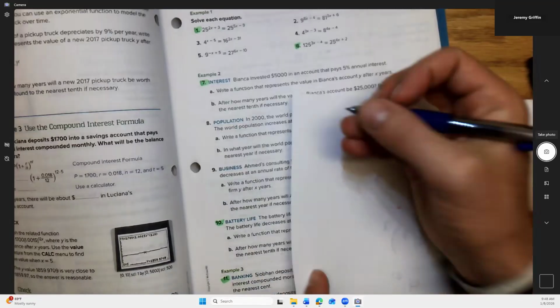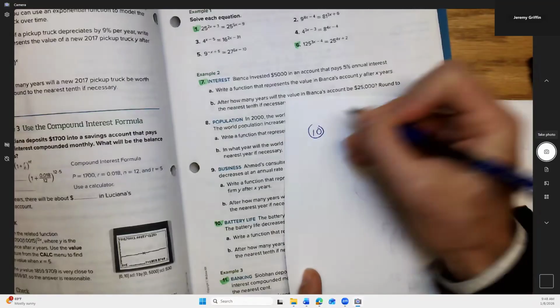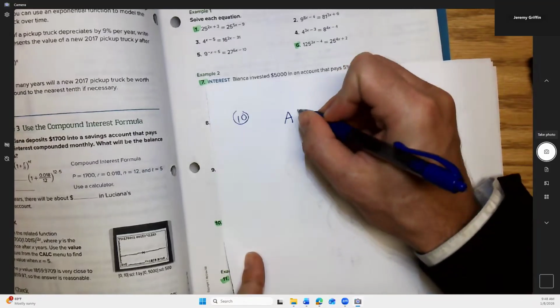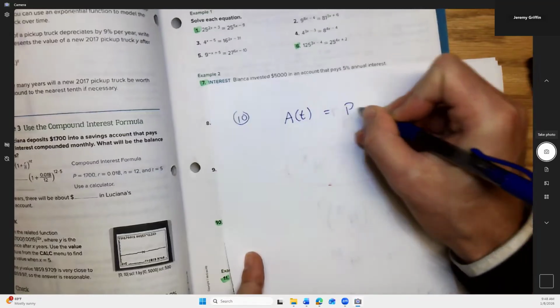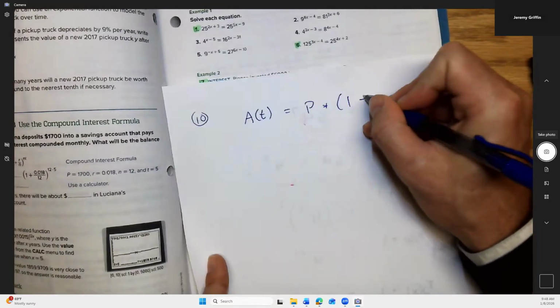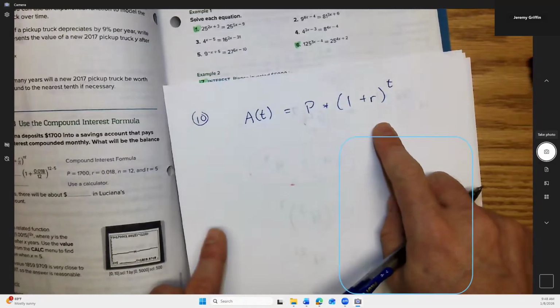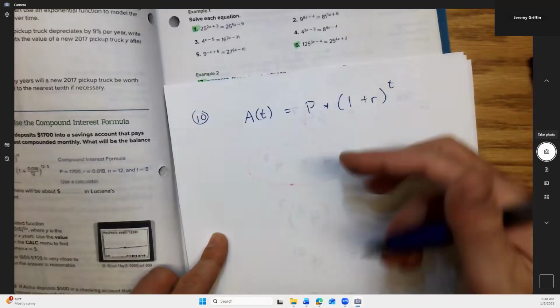Okay, so I can set this up. Do you guys remember I showed you interest rates the other day? The amount you have as a function of time is equal to the principal times 1 plus the interest rate, as a decimal, to the amount of time. This is basically the same format, but I can modify this a little bit.